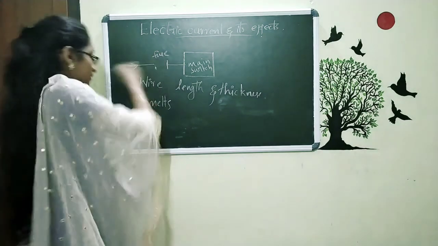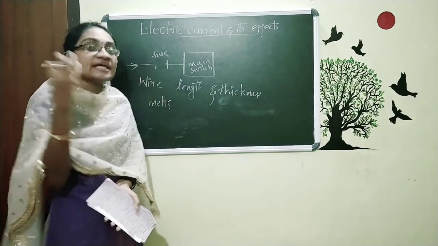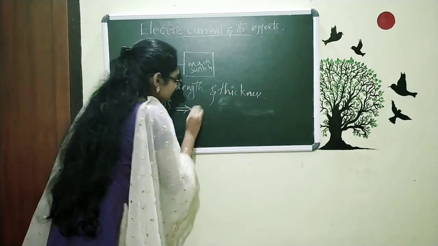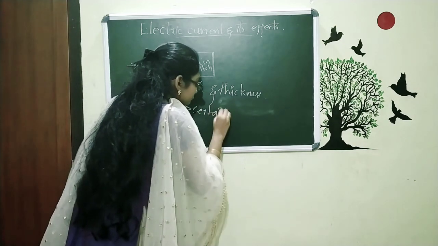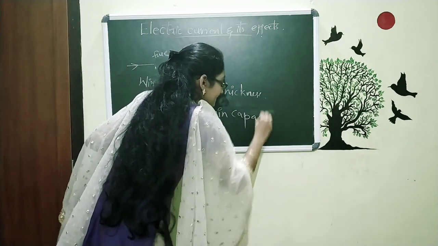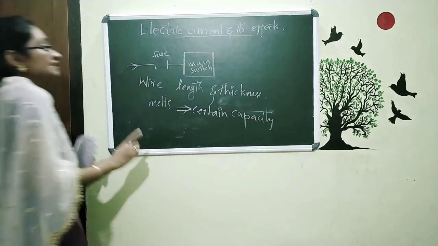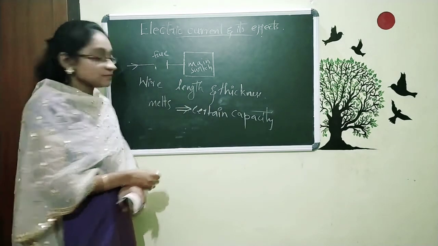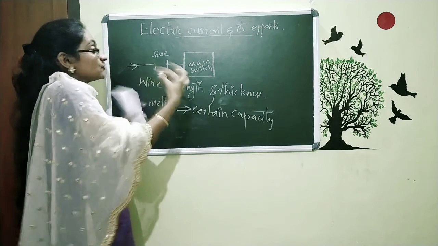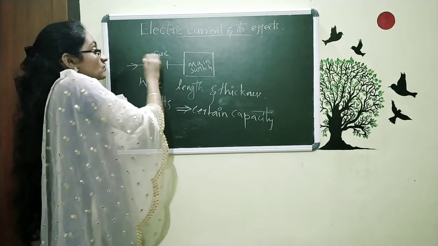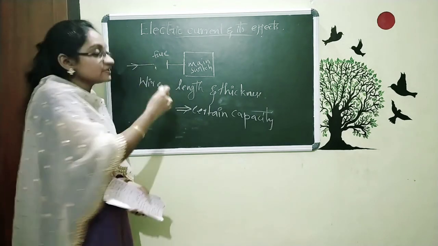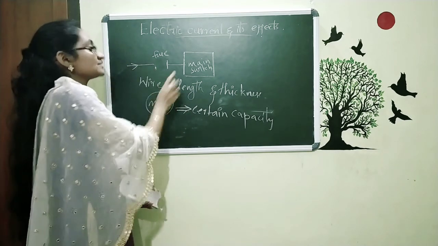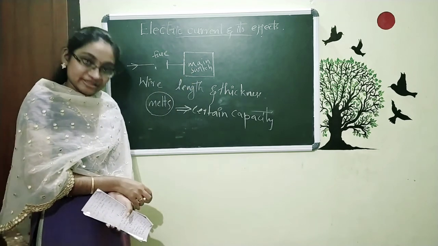And here I said that a fuse has a certain capacity, and when the electricity crosses this capacity, which means when the electricity flows in high quantity or with high power, this fuse will melt, and that's how the main switch will be protected.